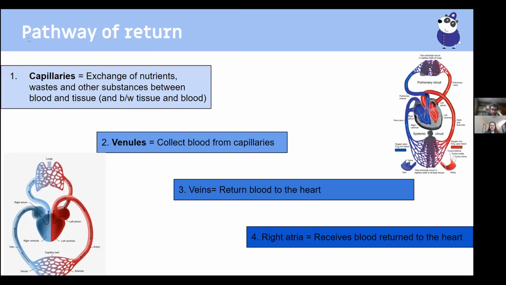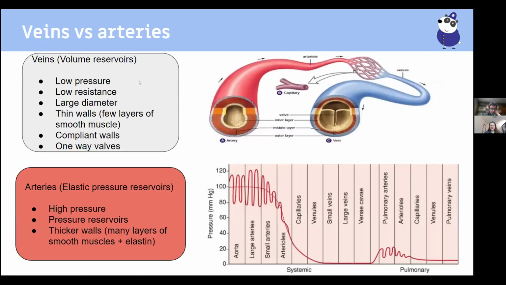As you can remember, capillaries are the site of exchange of nutrients, and also the site of exchange of waste. So nutrients will often go from the blood to the tissue, and waste from the tissue to the blood. Venules collect blood from capillaries, veins return blood to the heart, and the right atrium receives the blood returned to the heart.